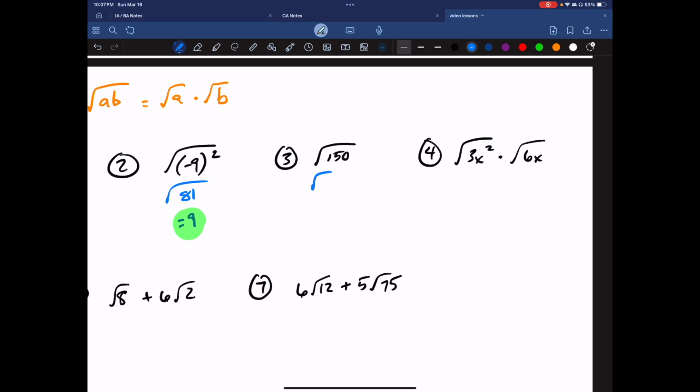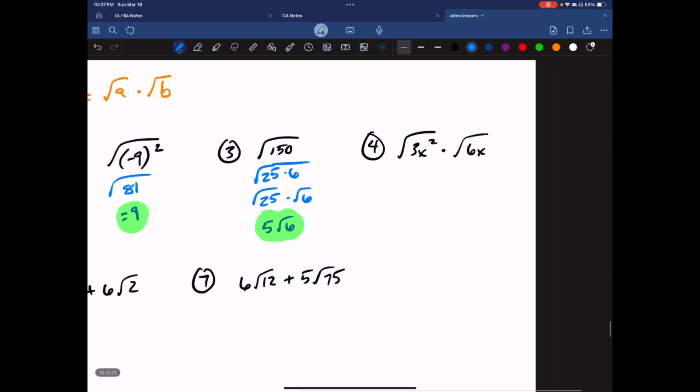So here's how that goes. This is going to be the square root of 25 times 6, and we'll split it up: square root of 25 times square root of 6. I can take the square root of 25. That's just 5, times square root of 6. I can't do anything with the square root of 6 except add it to my answer. And so that is my answer, 5 square root of 6.